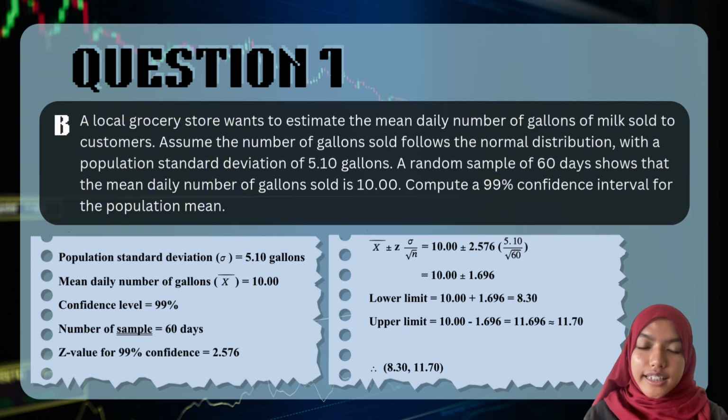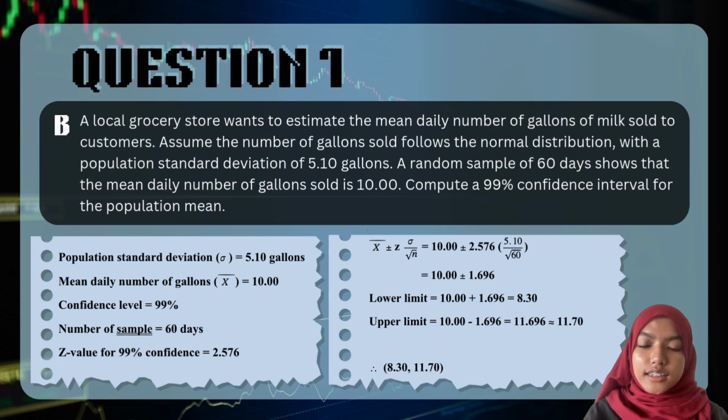Second, we will calculate the standard error in the bracket. Hence, we will get 0.658. Now, we will multiply it with the z value. Hence, we will get 1.696. Lastly, 10 plus or minus 1.696. This gives lower limit 10 minus 1.696, we will get 8.3. Upper limit 10 plus 1.696 equals 11.7.